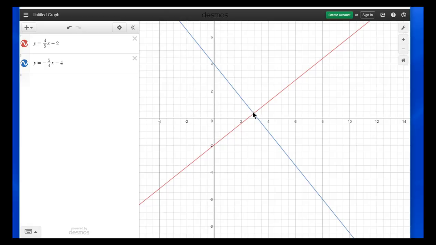The lines intersect and they form a 90-degree angle. Perpendicular lines have opposite reciprocal slopes. Parallel lines have the same slope.